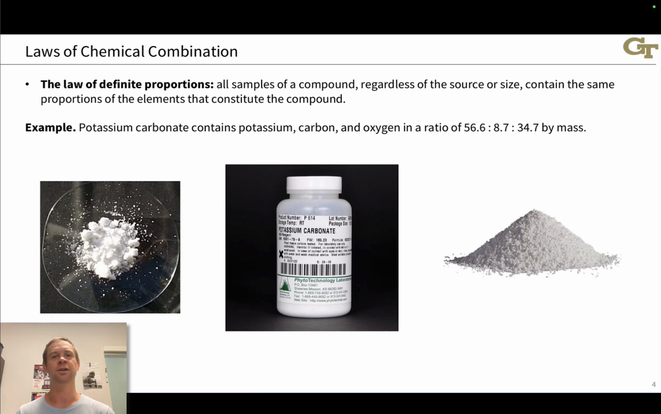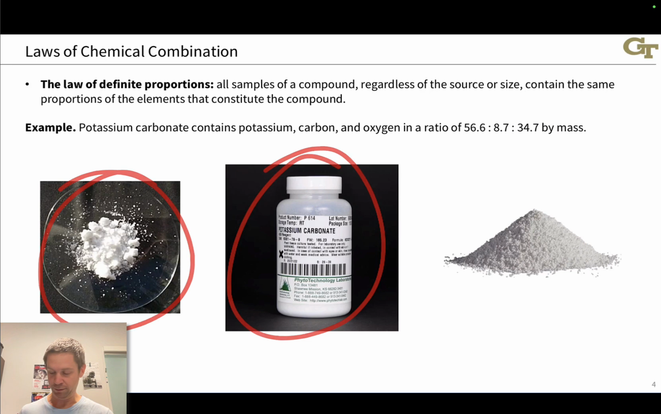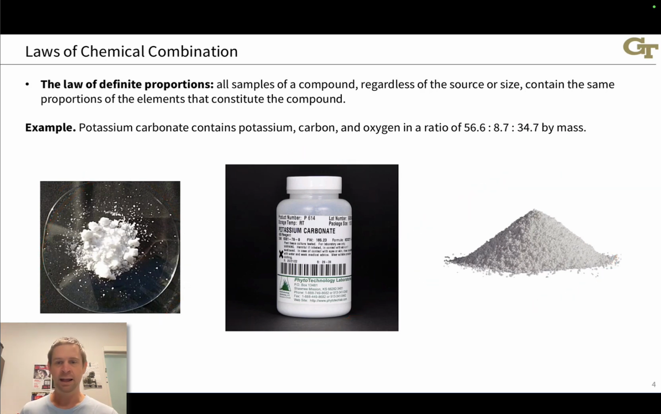So to make this a little more concrete, let's consider the compound potassium carbonate. This is a compound composed of the elements potassium, carbon, and oxygen. And if we break down the compound into these elements and look at the masses of each type of element, we find that the ratio of the masses is 56.6, say, grams of potassium for every 8.7 grams of carbon for every 34.7 grams of oxygen by mass. Now, these are 3 different forms of potassium carbonate, maybe 3 different sources, right? All 3 of these contain potassium, carbon, and oxygen in this ratio by mass.